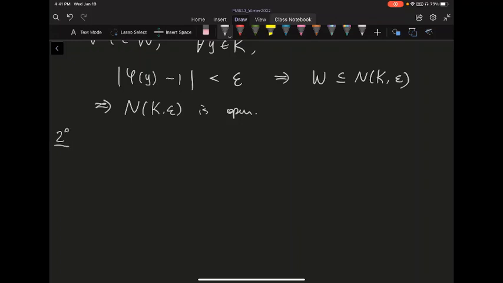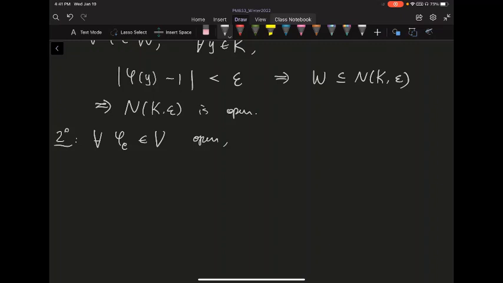So let's do the second part. I just need to show that for every open neighborhood of the identity, I can find some subset coming from these N(K, epsilon). So let's say for every open neighborhood of the identity character, let's call it V.